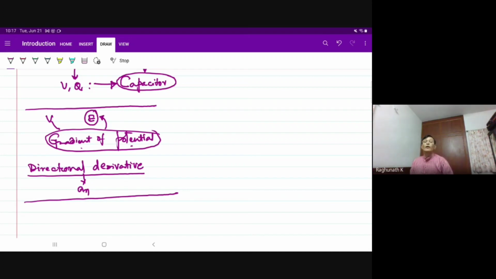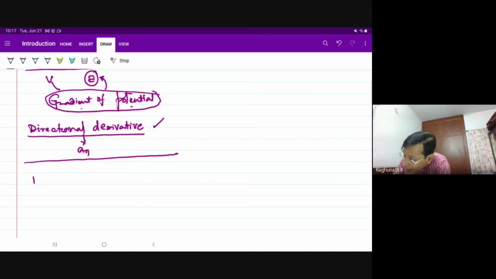This is the point now. When I talk about potential difference and the charge creating this potential difference in a system of conductors, I would have spoken about capacitance of that system of conductors. I would have developed this directional derivative. I know what gradient is. Using divergence and gradient, please look at it, we develop something called Poisson's equation.